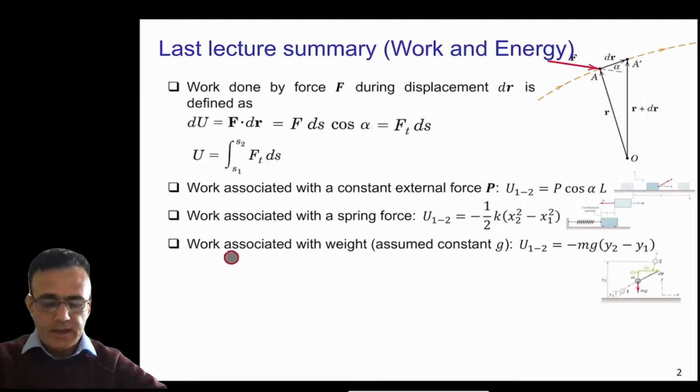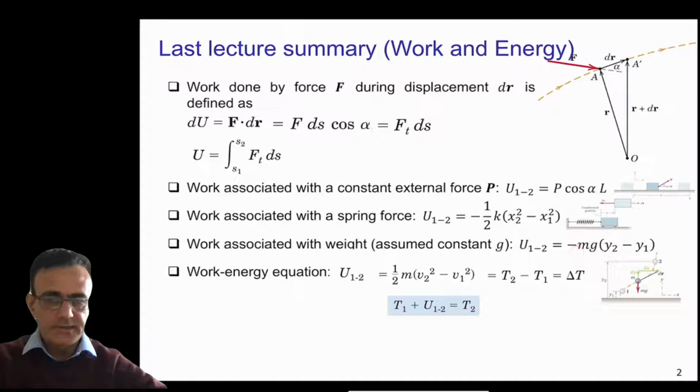And again, we derive the work associated with the weight, and here we are assuming a constant g. The work done from 1 to 2 is equal to minus mg (y2 minus y1). Because again here we are doing work against the gravitational force, which is weight, therefore it's negative here.